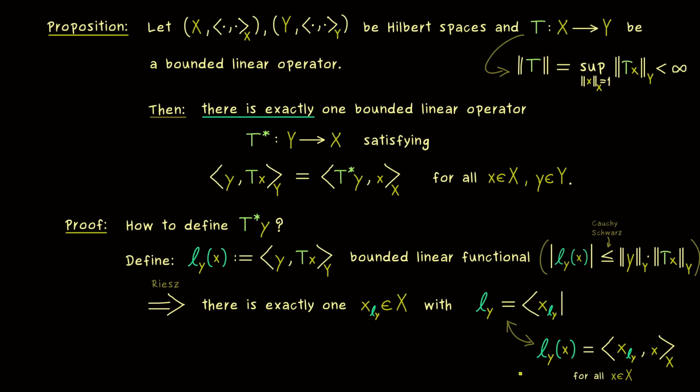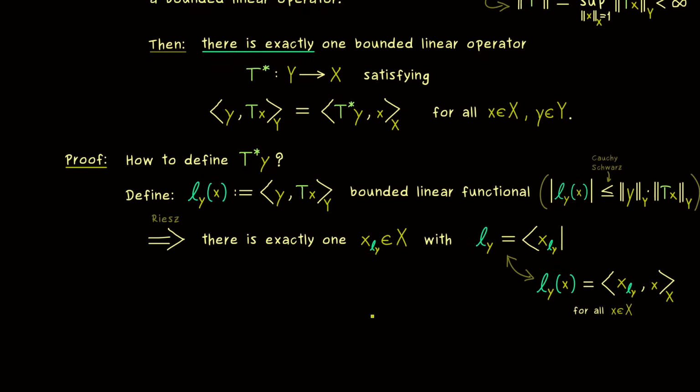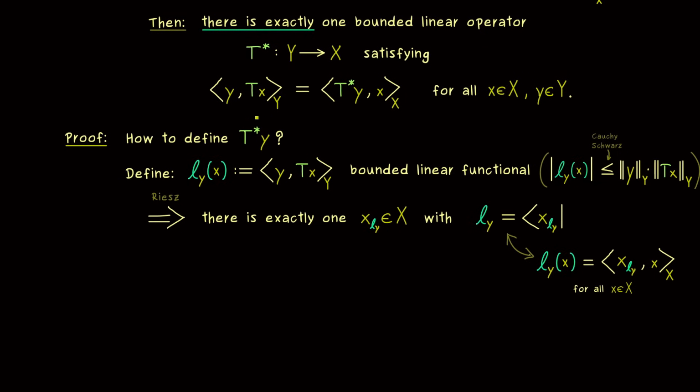Okay, and now you see, with the existence of such a vector x_Ly, we have a definition for our vector T star y. Indeed, the outcome of T star y should be just the vector x_Ly. And the whole thing here is well defined because it works for every vector y without any ambiguity. Hence, the map T star is already well defined, and in the next step we have to show that it is actually a linear one.